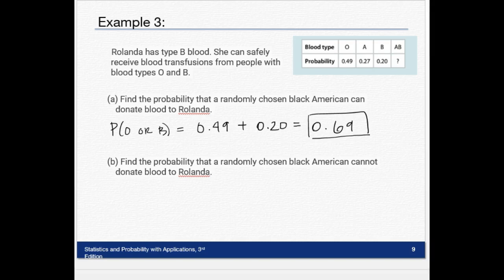B. Find the probability that a randomly chosen Black American cannot donate to Rolanda. Okay? So since it's the complement of what we just did, we just subtract it from 1. And we get 0.31. All right, simple enough, right? That's all you got to do. So we're going to practice this today in your homework, and hopefully that'll make a little bit of sense.